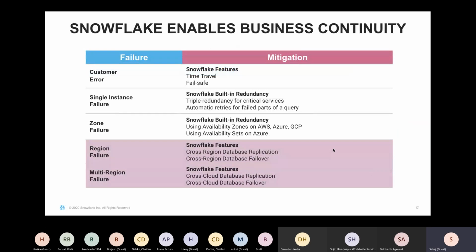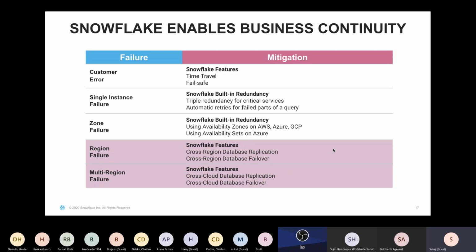So how does Snowflake enable business continuity in these cases? For customer errors, Snowflake offers features like time travel and failsafe. Time travel enables customers to query data as of a certain point in time in the past. So you're literally able to write a select query as of a timestamp in the past, and we'll show you how the data looked at that point in time. And if you are interested in how we're able to do that, again, that paper is really useful to understand how that works.